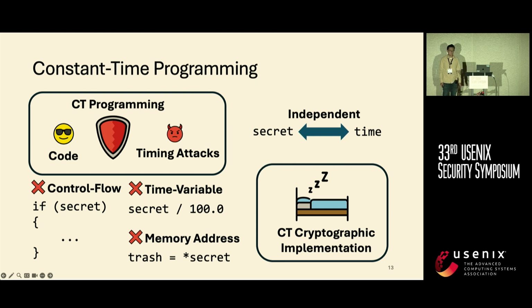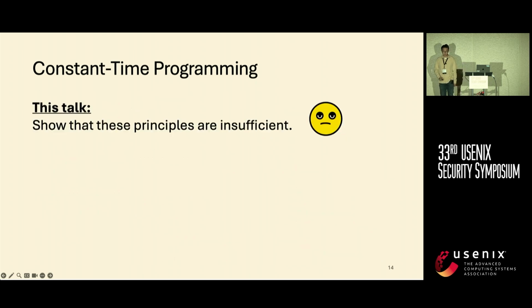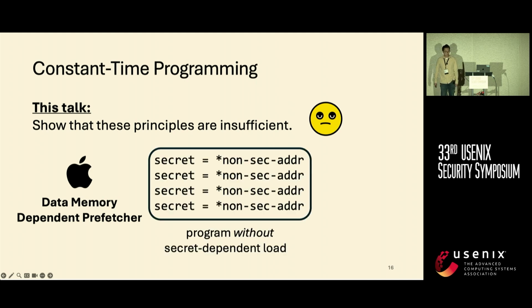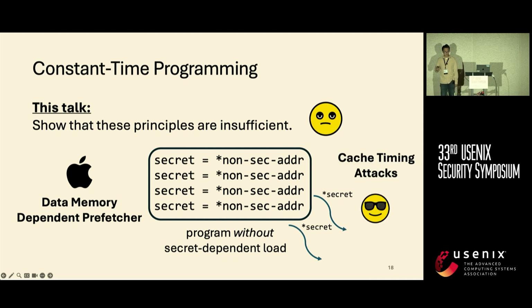In this talk, I'm going to show that these principles are insufficient to block timing attacks on modern processors. More specifically, our discovery related to the data memory-dependent prefetcher on Apple M-series CPUs shows that this piece of hardware can indeed make constant-time code non-constant time. Even if a program does not contain any secret-dependent memory access, the data memory-dependent prefetcher will still spit out secret-dependent memory requests. As a result, we revive cache timing attacks.